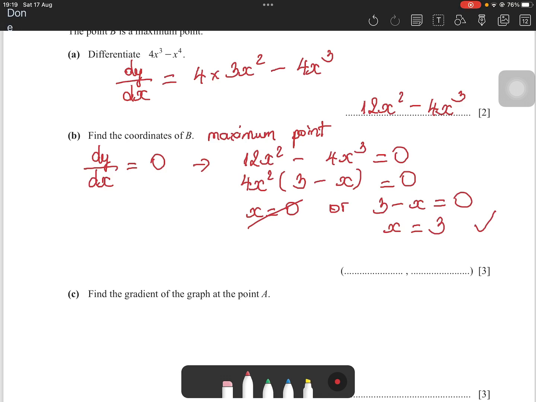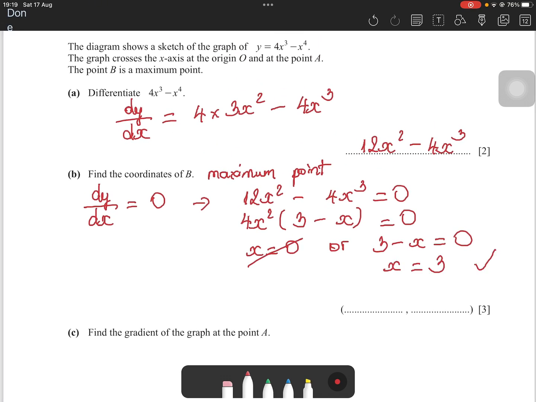And when x equals 3, we'll find the value of y. In that case, y is equal to 4 times 3 cubed minus 3 to the power of 4, since y is 4x cubed minus x to the power of 4. Then y is equal to 27. So the coordinates of B are (3, 27).